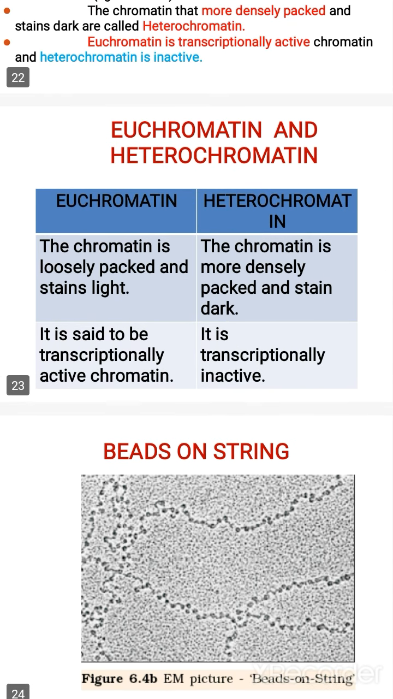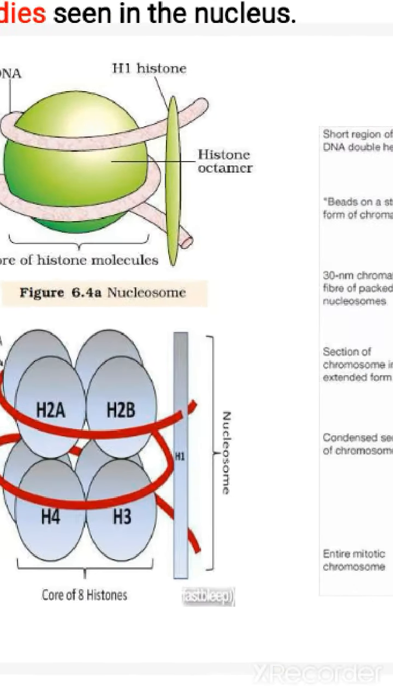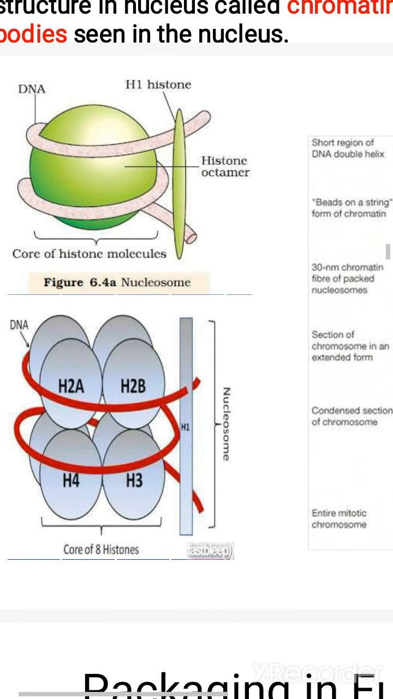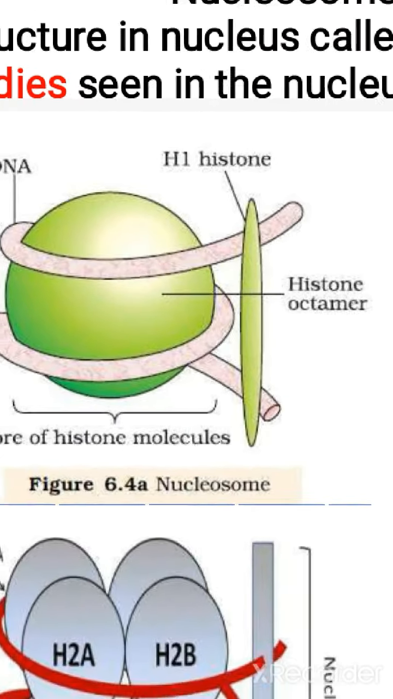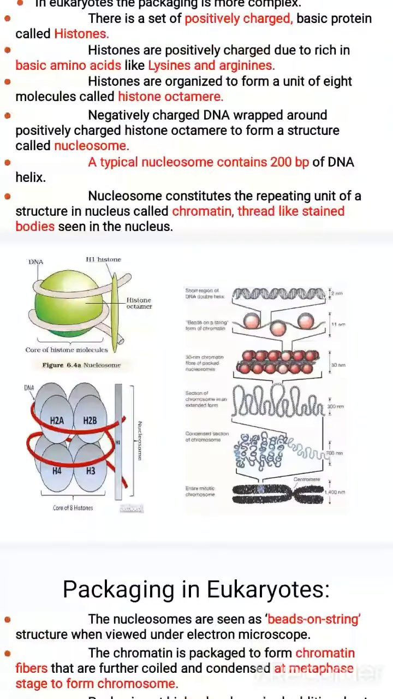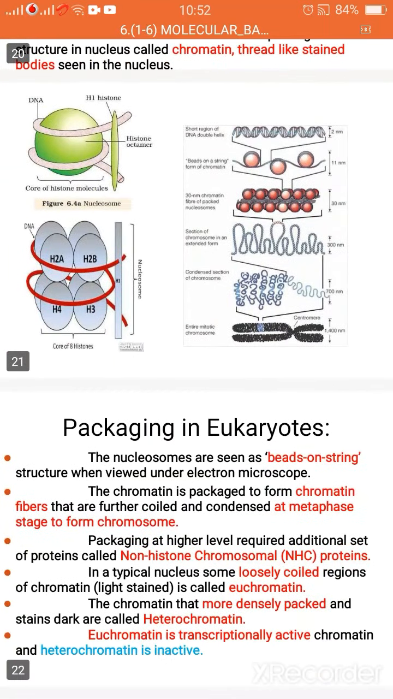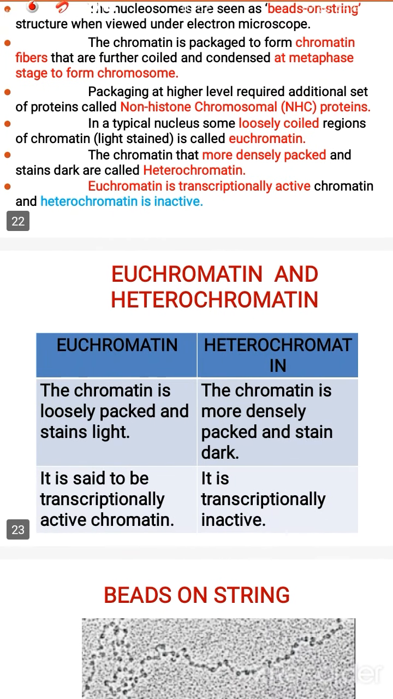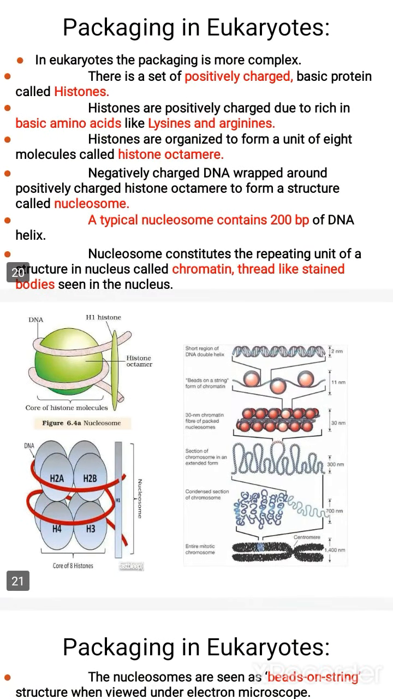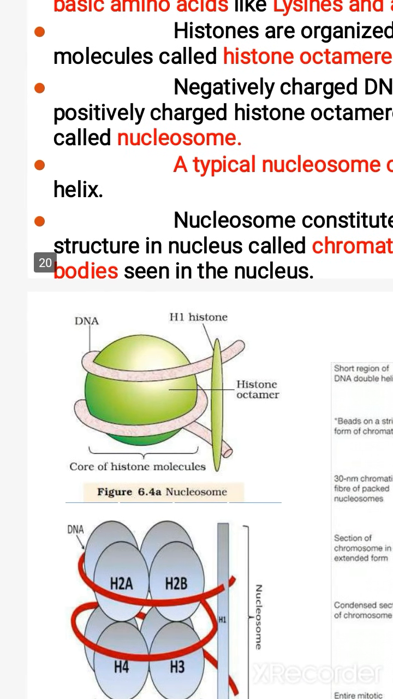In this portion, you focus upon the diagram of the nucleosome. This is the diagram given in your NCERT book. This diagram is repeatedly asked to draw or for labeling in board exams, and very rarely they ask the difference between euchromatin and heterochromatin. Otherwise the most repeatedly asked portion is the structure of nucleosome.